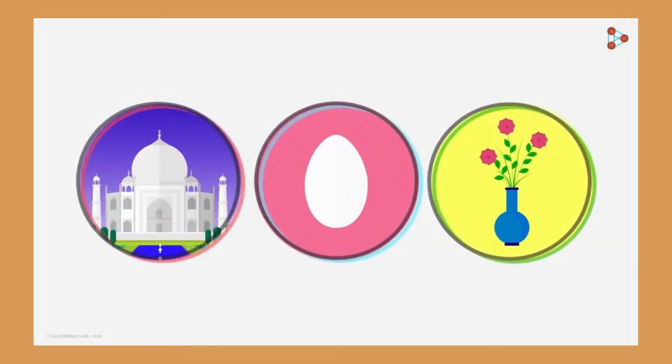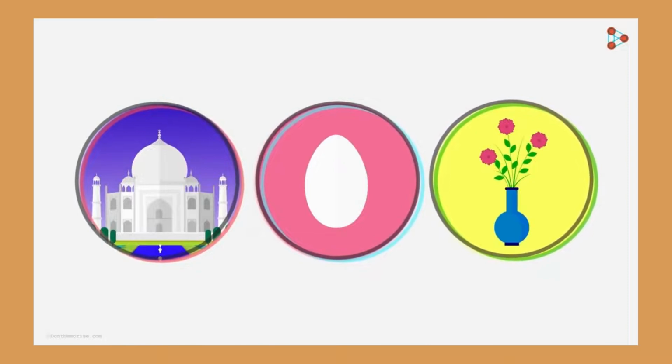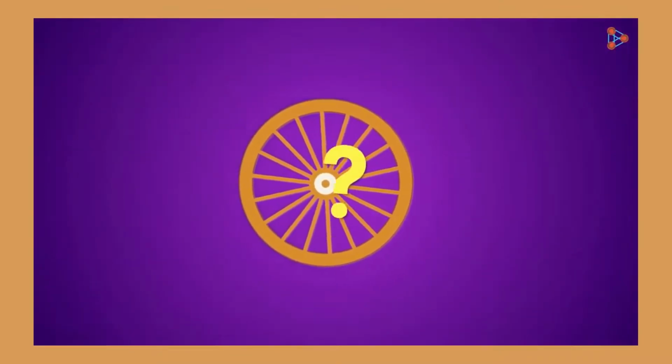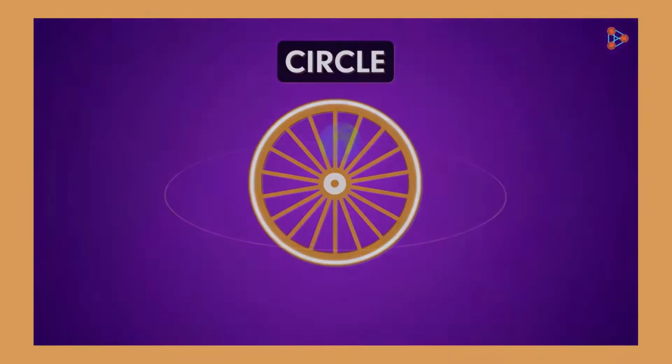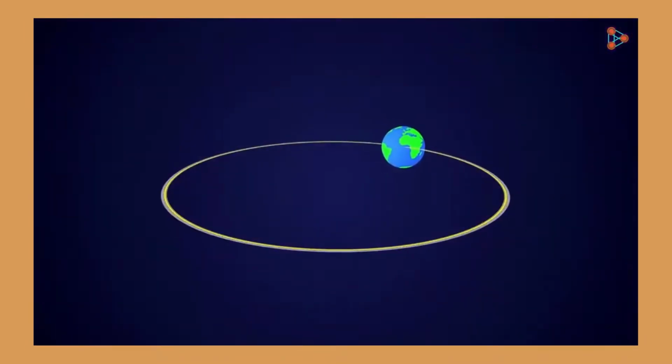You must have noticed that there are different types of shapes and curves occurring in nature. Let's see if you can name some of these. Can you tell me which shape or curve this is? Yes, this is a circle. Now, can you tell me what the shape of Earth's orbit is?